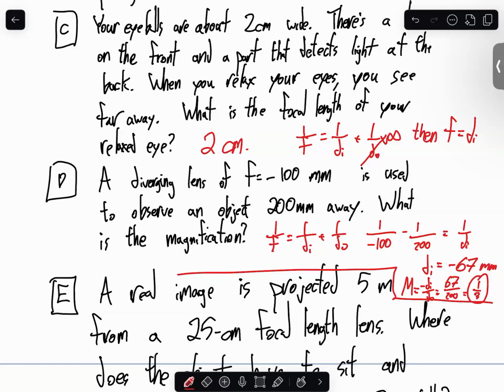Can you guys even see the 1/3? Not too small. Negative image distance over object distance. Di over do. That's one of the 2 equations I gave that day.